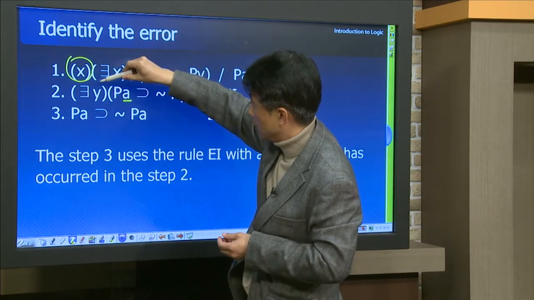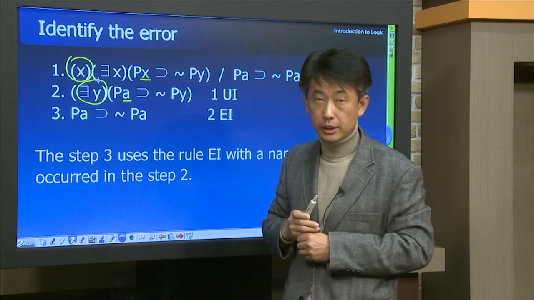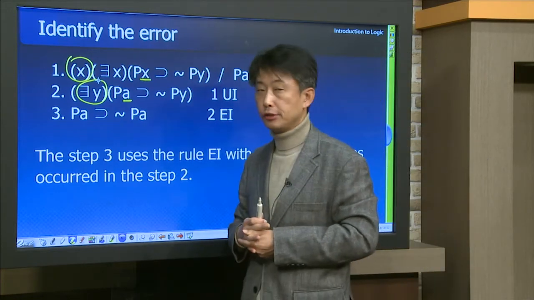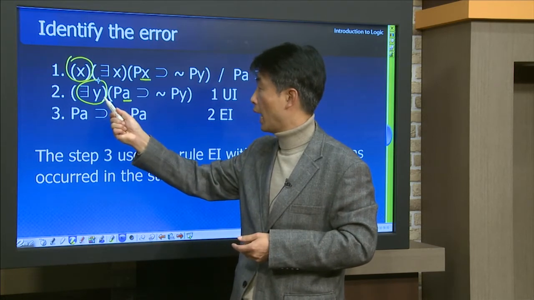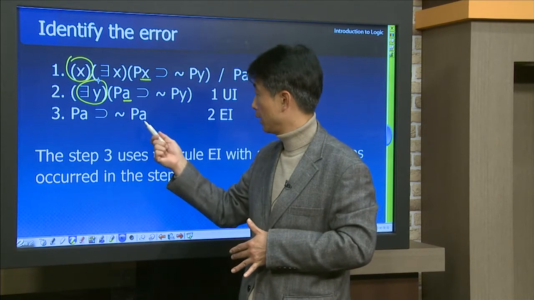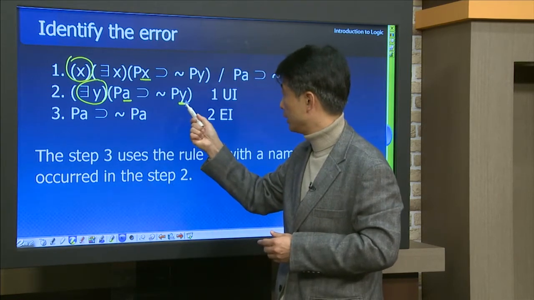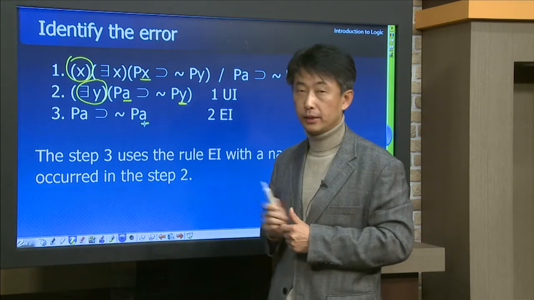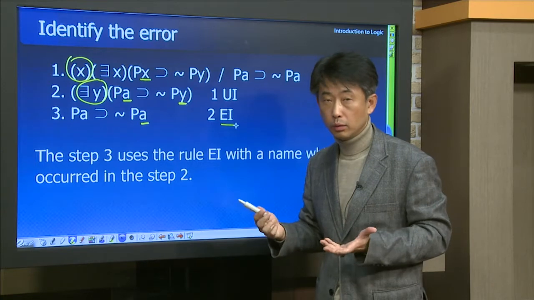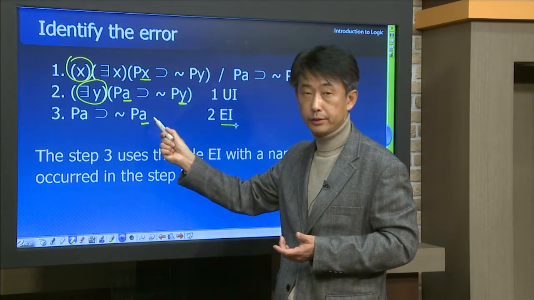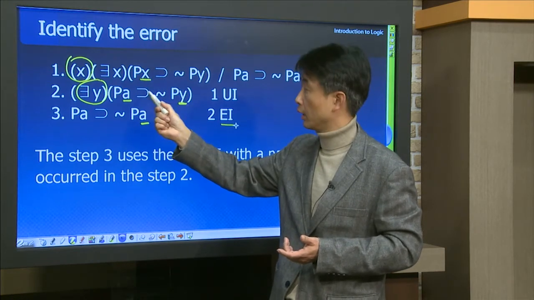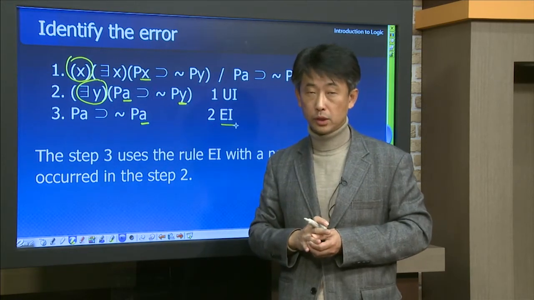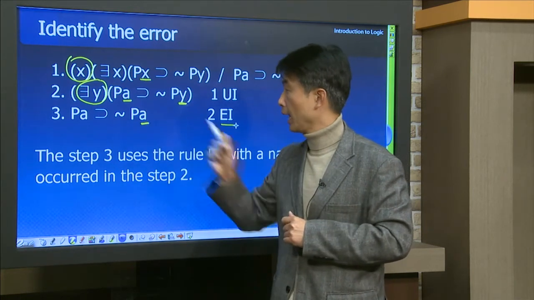The third step applies EI, existential instantiation, for the quantifier there exists Y. So it replaces the variable Y with a particular name A. And the error occurs here. Well, you are not supposed to use the name A here when you do EI. Why? Well, because A occurs before in step 2, right? A is a name that has already occurred in the previous steps. So you should not use the name A in step 3.